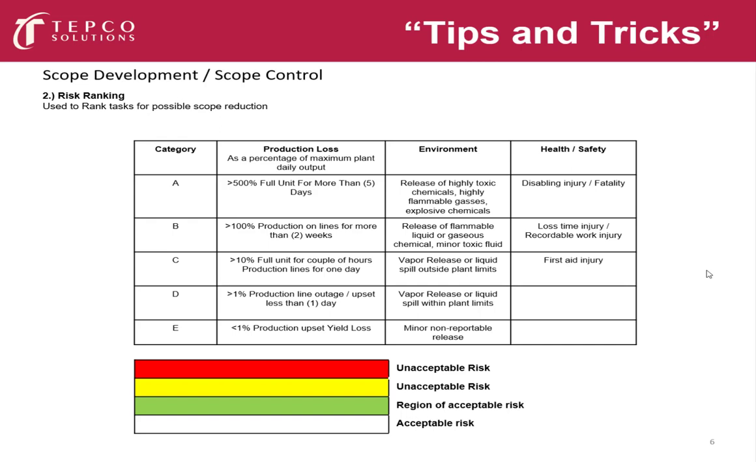And as I said before, red or yellow are unacceptable risks and must be done. Green and white are regions of acceptable risk, or acceptable risks that can actually be utilized to remove items from your event for cost effectiveness. So that is your risk ranking.